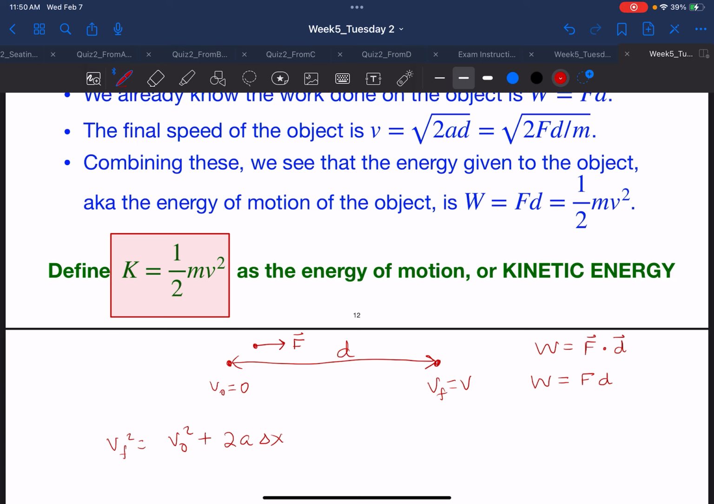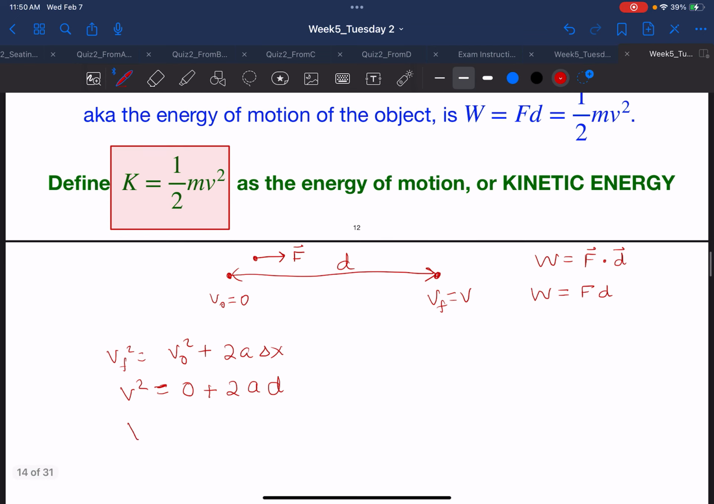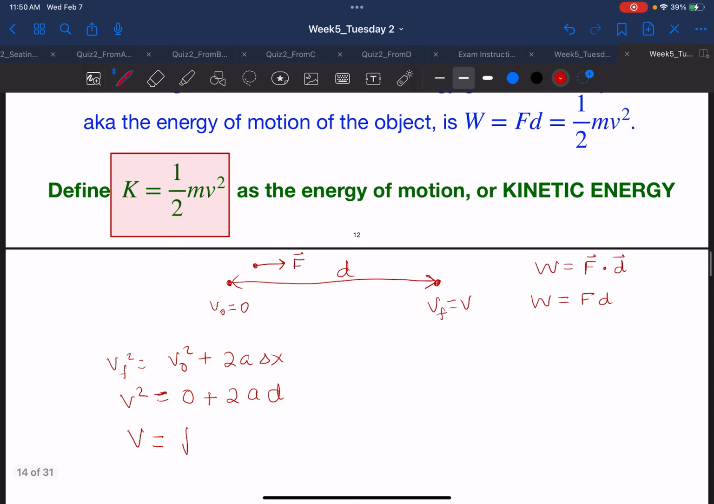Then, remembering kinematics, we know v final squared is equal to v initial squared plus 2a delta x. Well, we're calling v final some v, so v squared. We know v initial is 0 because this thing started at rest, so 0 plus 2a, and then the delta x, in this case, we've labeled it to be some distance d that it's traveling. So basically, v squared is going to be 2ad, and the acceleration that this object experiences in this direction is just the force divided by mass.